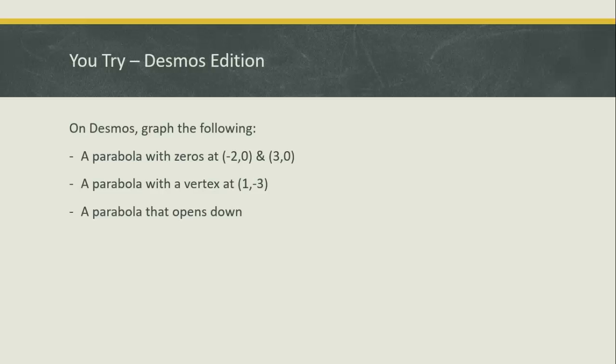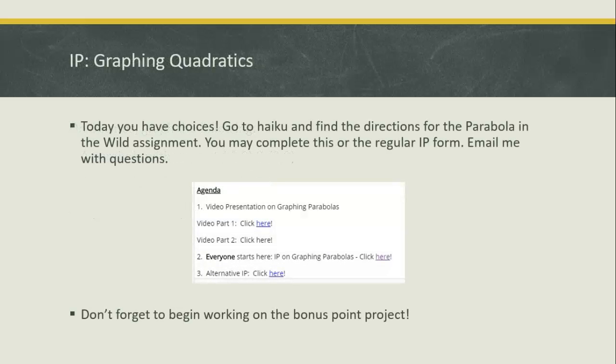On Desmos, I want you to graph the following: a parabola with zeros at (-2, 0) and (3, 0), a parabola with vertex at (1, -3), and a parabola that opens down. See if you can make that work.